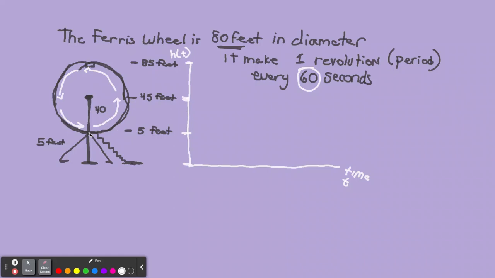So you can see that right here, when you get on the stairs, you're starting at 5 feet, and you're going up. Now let's put a dash at the midpoint. The midpoint is 45 feet.